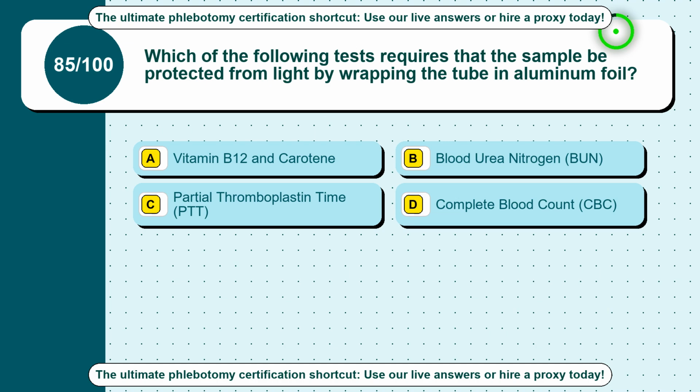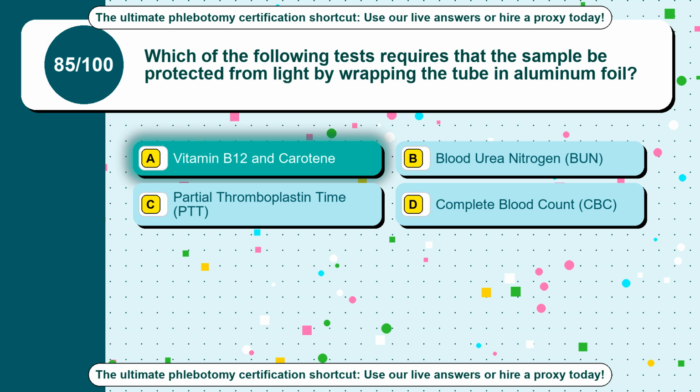Question 85. Which of the following tests requires that the sample be protected from light by wrapping the tube in aluminum foil? Option A. Vitamin B12 and carotene. Option B. Blood urea nitrogen, BUN. Option C. Partial thromboplastin time, PTT. Option D. Complete blood count, CBC.